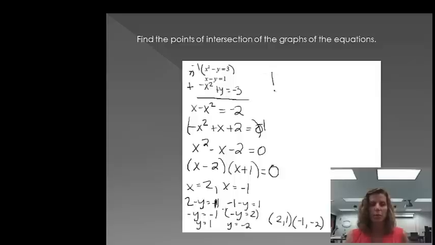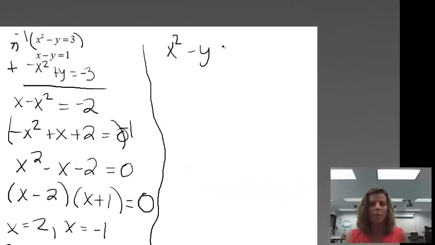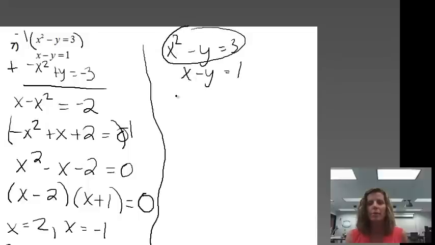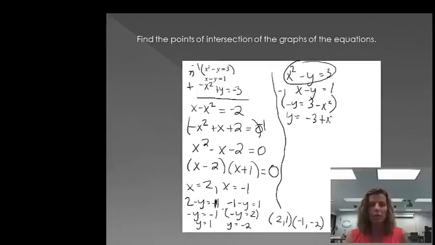Okay, I am going to show you a second way to work this problem. I'm just going to get it set up for you. Another way that I could have worked the problem. I could have taken this top equation right here, and I could solve it for y. So I could subtract x squared from both sides, so I could have negative y equals 3 minus x squared, and then I'm going to multiply through by negative 1, so I'll get y equals negative 3 plus x squared.